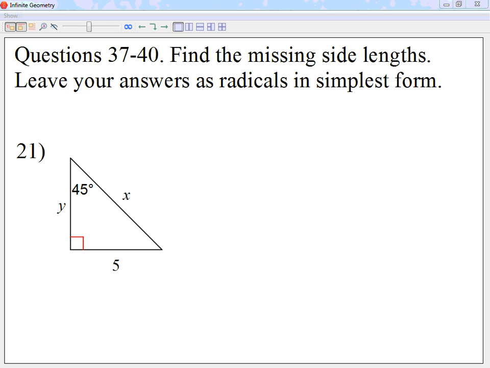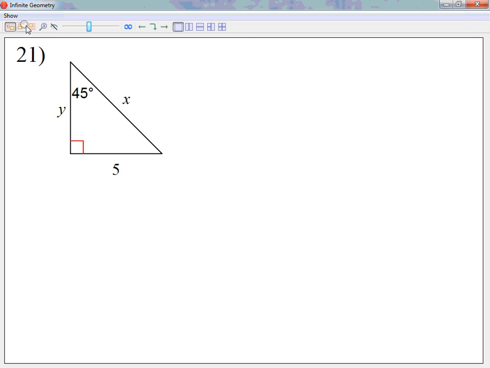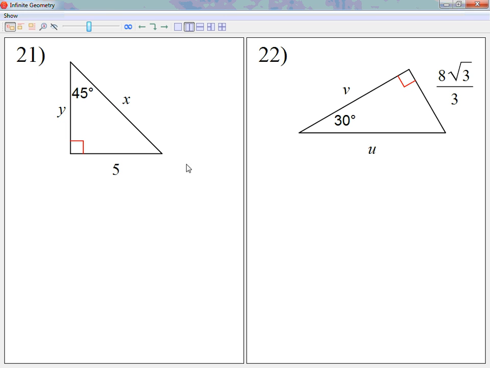Our review from today is going to start on question 21 from the review, which are questions 37 and 40 from the final. So this one says find the missing side lengths and leave your answer as radicals in simplest form. Let me take the instructions out. I'm going to put the two questions in here. I wanted to give you guys both cases. I wanted to give you guys a 45, 45, 90. And I also wanted to give you guys the 30, 60, 90.